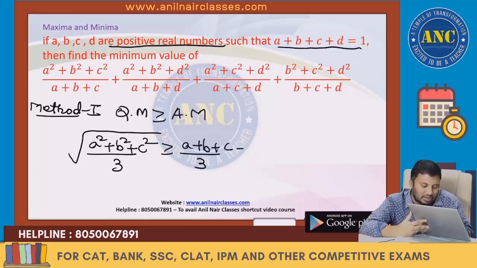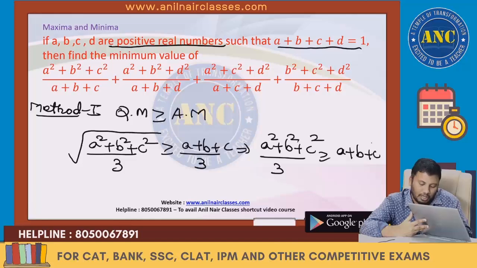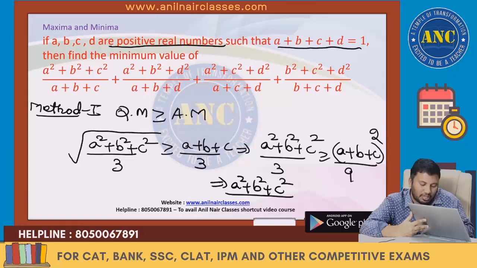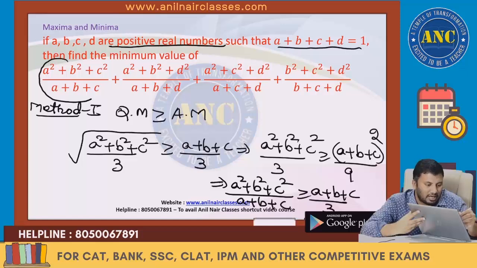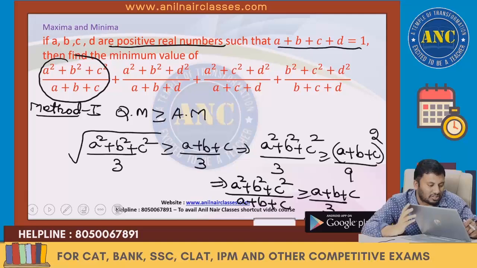So this is nothing but squaring on both sides. A square plus b square plus c square by 3 greater than or equivalent to (a plus b plus c) whole square divided by 9. So if one a plus b plus c comes down, a square plus b square plus c square divided by a plus b plus c is nothing but a plus b plus c by 3. That means this entire value is greater than or equivalent to a plus b plus c by 3.